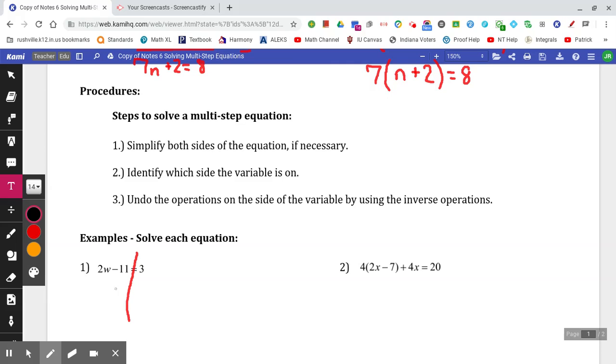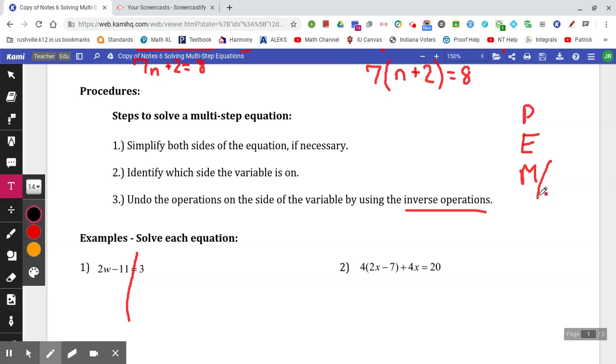And then you're going to undo those operations. The way that you're going to undo those operations is by using the inverse operations. So for example, addition and subtraction, they undo each other. Multiplication, division, they undo each other. Remember that as we are working, we're trying to undo, which means we're going backwards as we are using our order of operations.